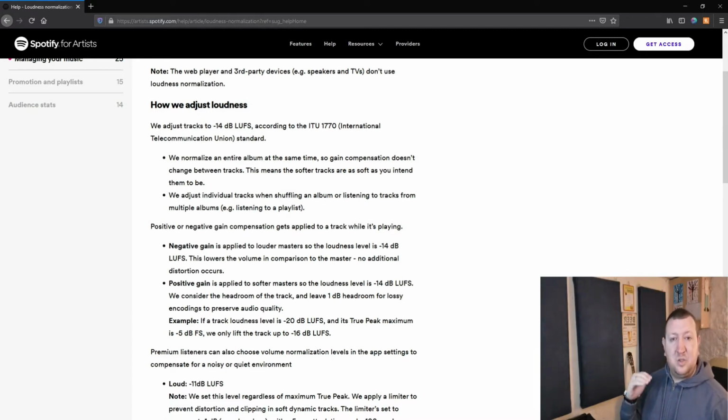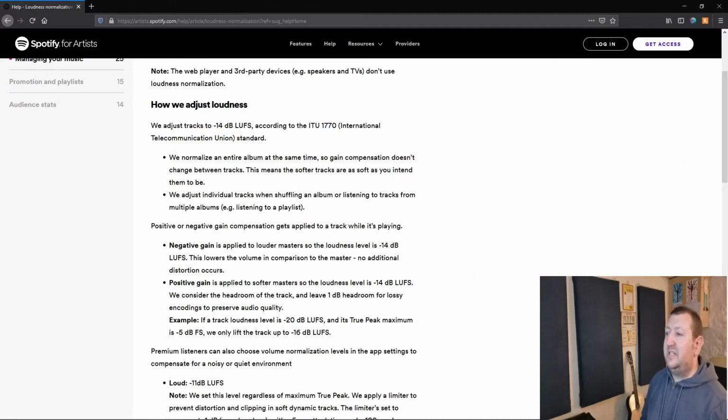However, it doesn't mean that it's always going to be minus 14 LUFS, because you're going to have different songs at different levels depending on whether it's on a shuffle or on a playlist. It depends on how you listen and what other tracks you listen to, and that determines what the actual normalized level is going to be. So it's not exactly bang on minus 14. It will fluctuate depending on how you listen to the track.